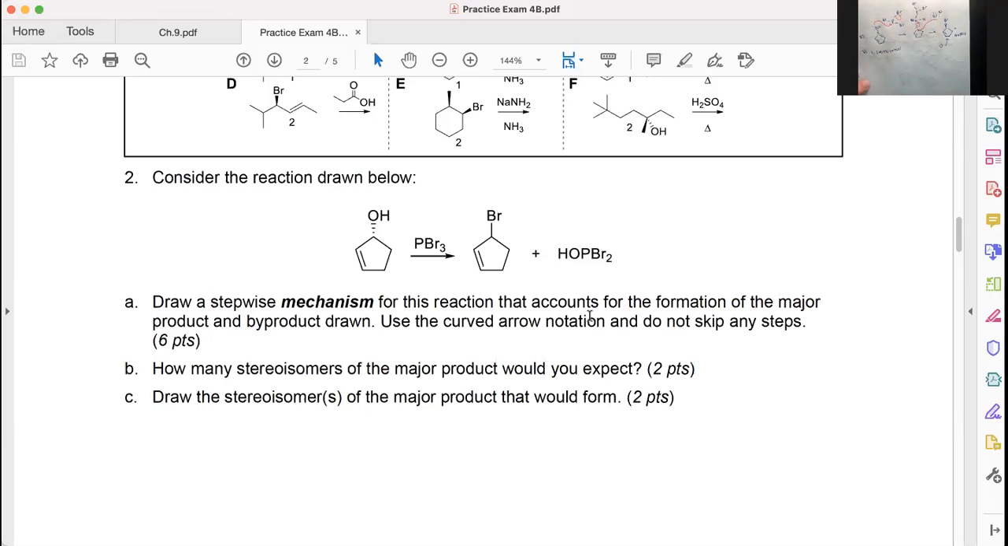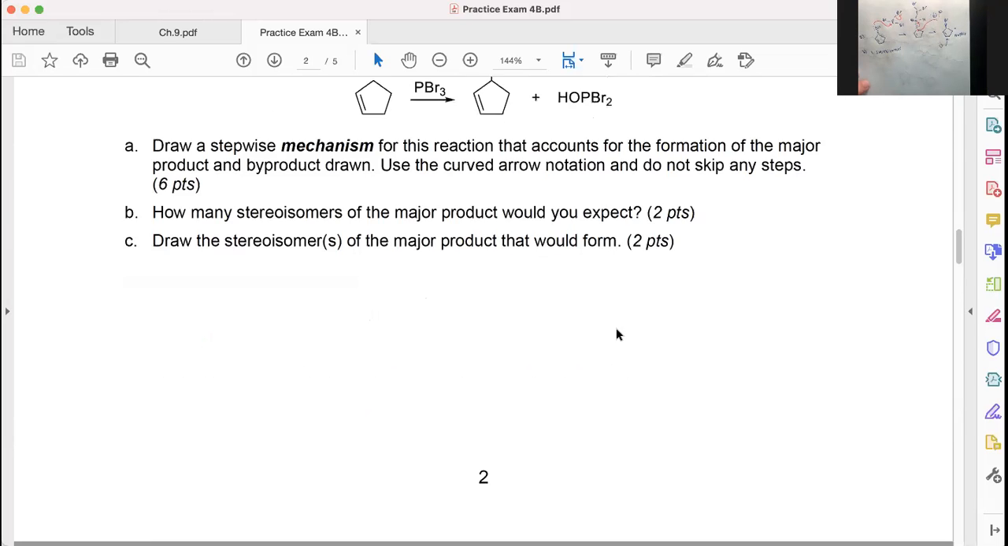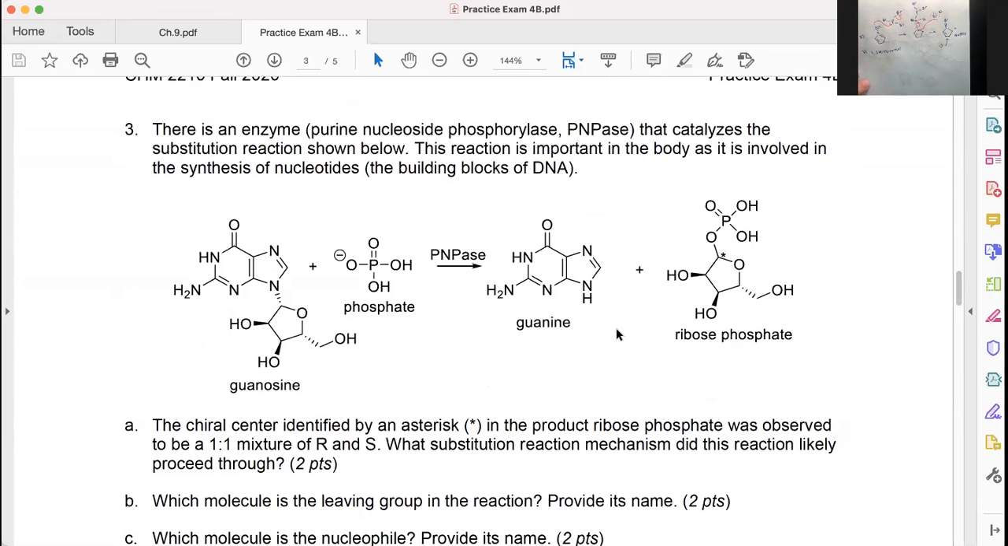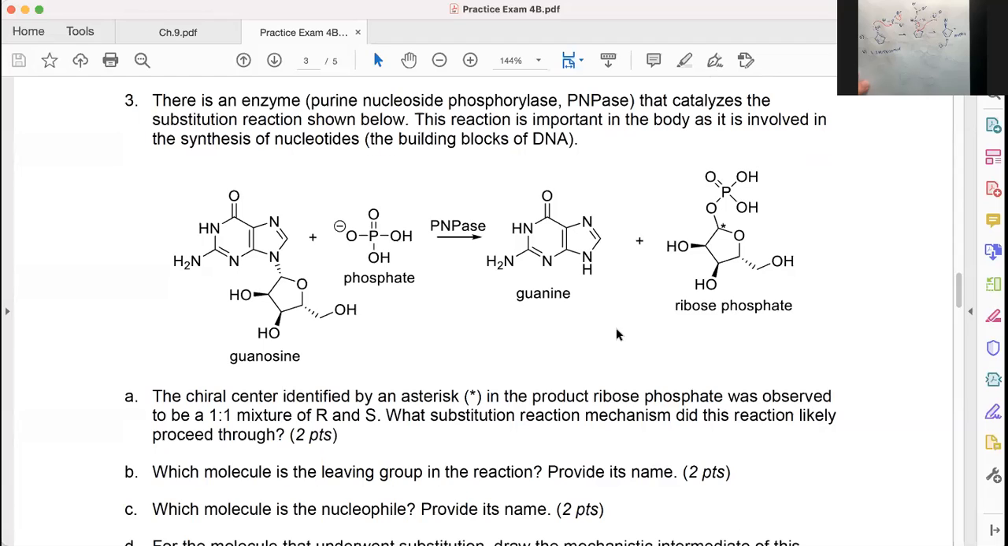So we're going to keep moving. Let me scroll down. Okay, this is a great question. This came up before on an old exam, so it's definitely the level that you guys should know. There is an enzyme, PNPase, that does this thing. So let's just go looking at this reaction scheme.